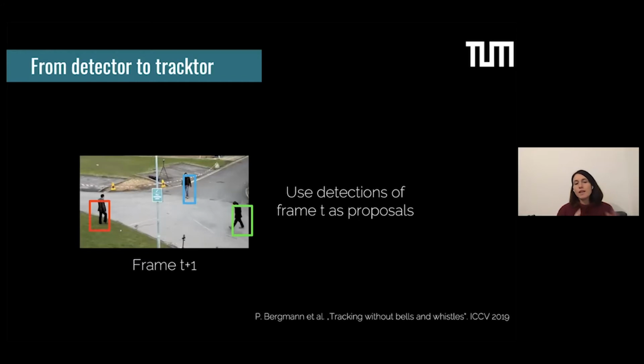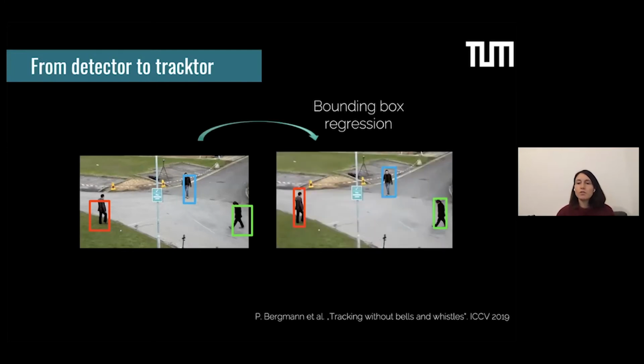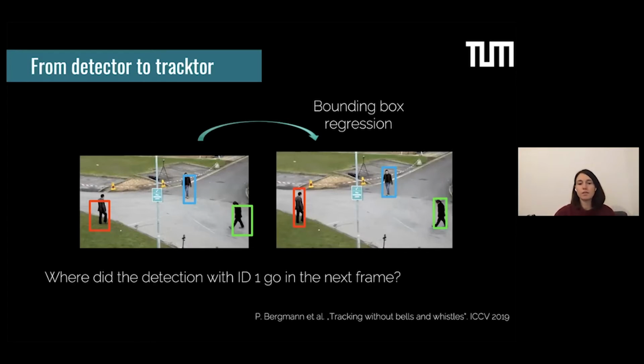Now, as in any online tracking method, you want to tightly fit this bounding box to the new location of the pedestrian in this case. So you essentially want to perform bounding box regression, taking these boxes and tightly fitting them to the new positions. This is something that we can do with our regression head. We don't even need to retrain Faster R-CNN for this.